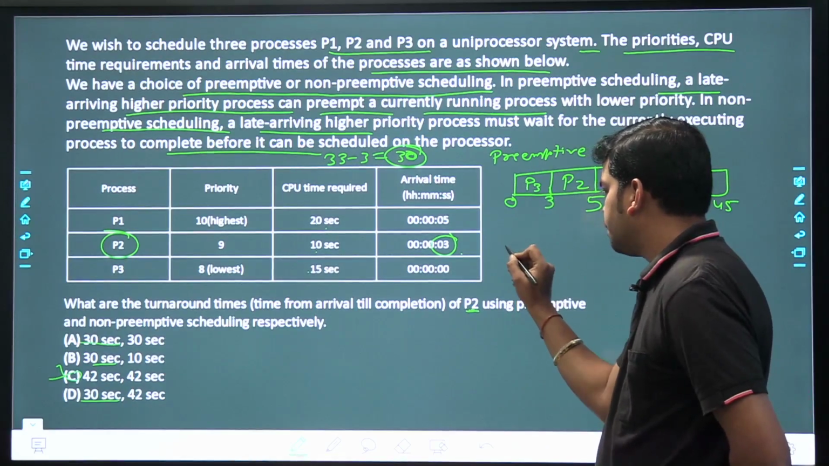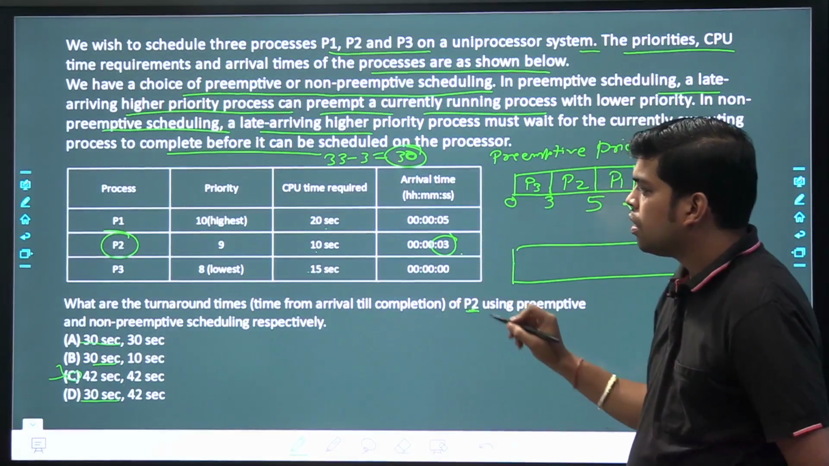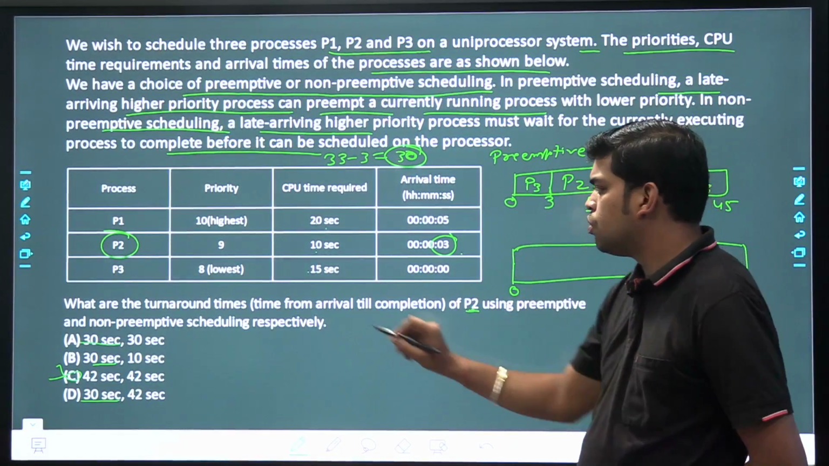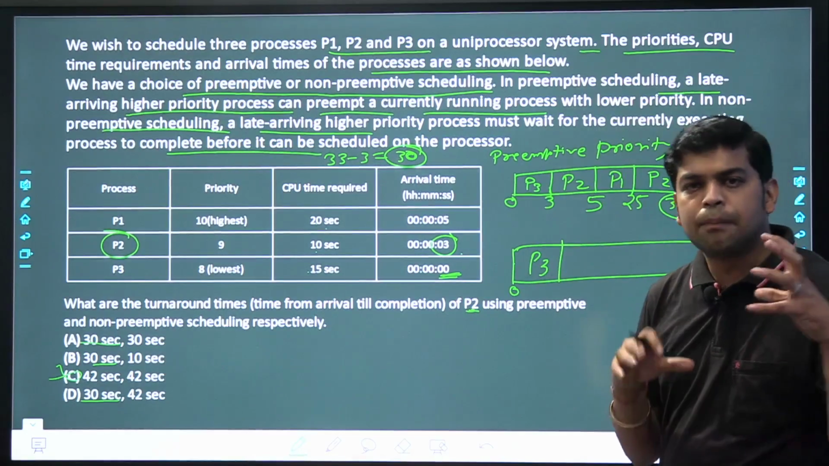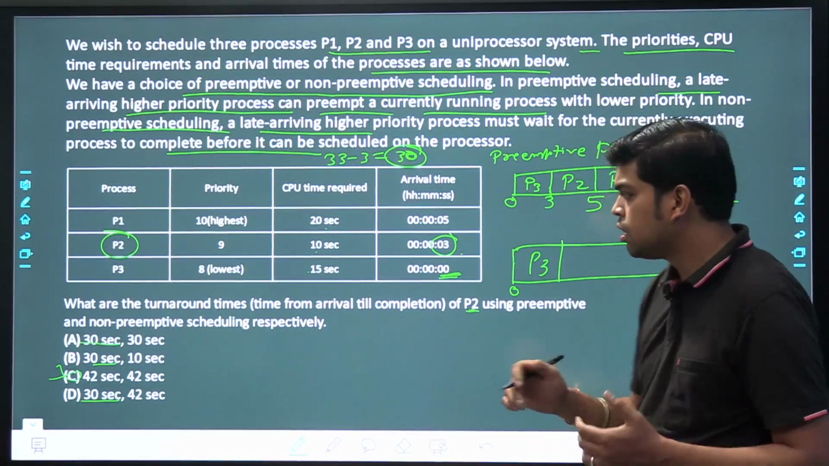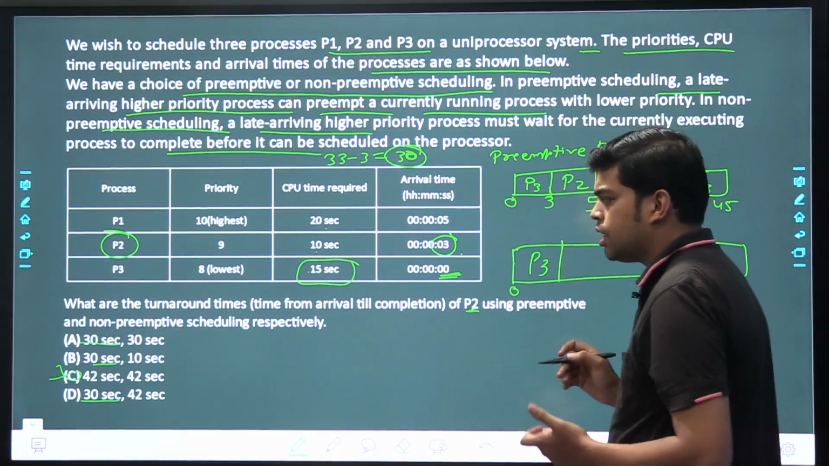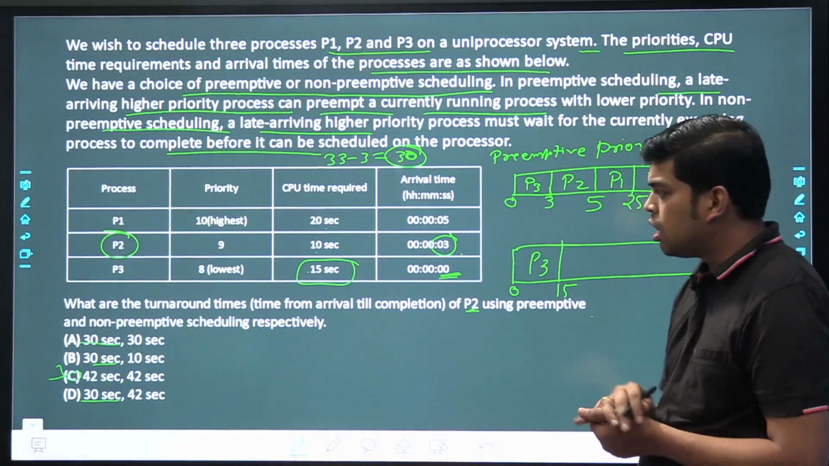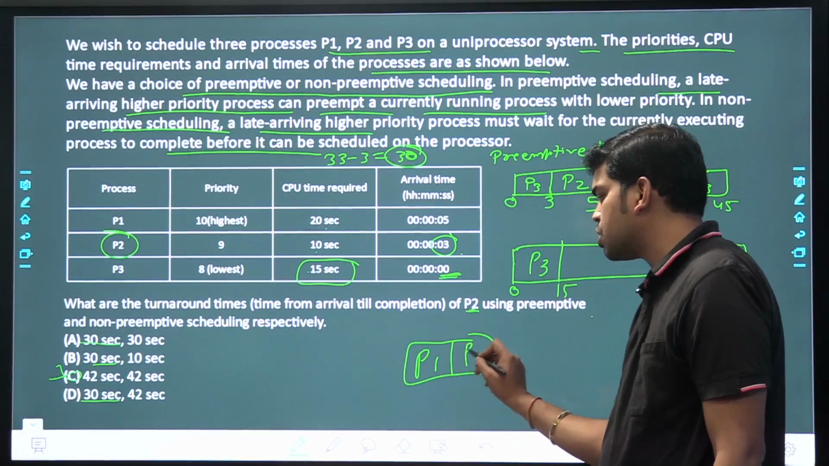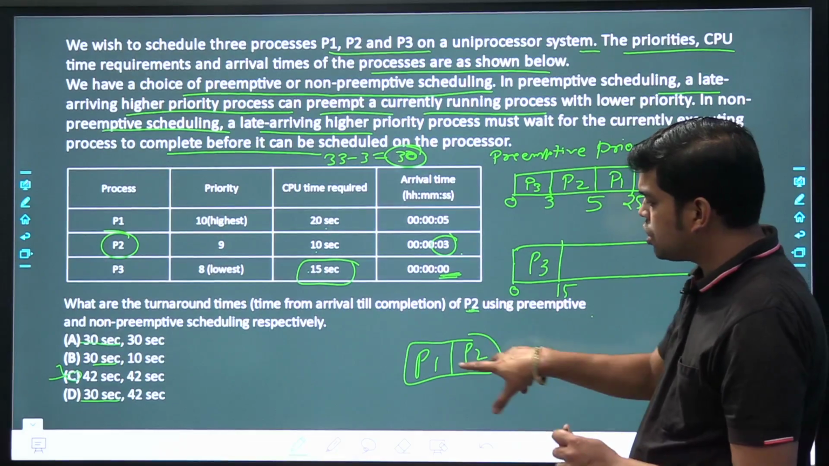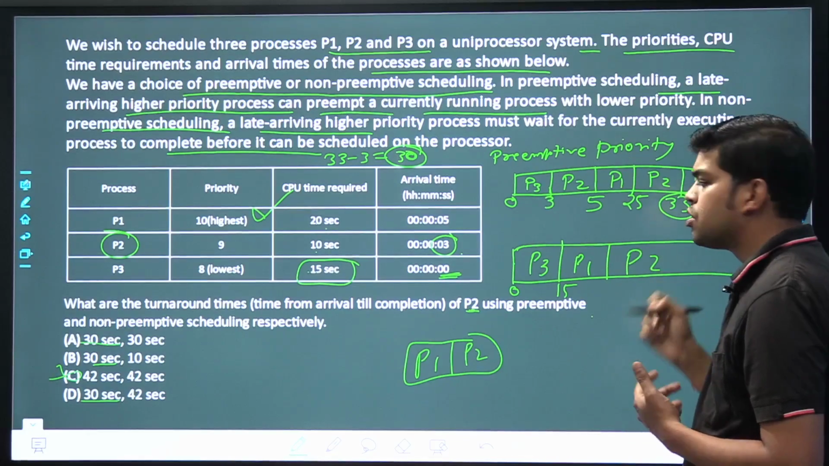So for non-preemptive, if we execute using non-preemptive, here we can say that at time 0 the process P3 is available and we execute P3, and definitely we need to execute P3 completely because it is non-preemptive in nature. So the total CPU time of P3 is 15, so from 0 to 15 P3 will execute. Now when P3 is in execution, the remaining processes P1 and P2 arrive in the ready queue, and out of these two, definitely the priority of P1 is greater than P2, so we execute P1 next and then P2.